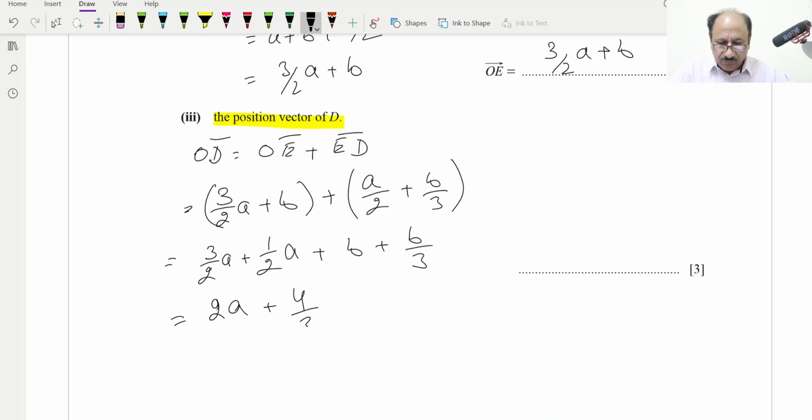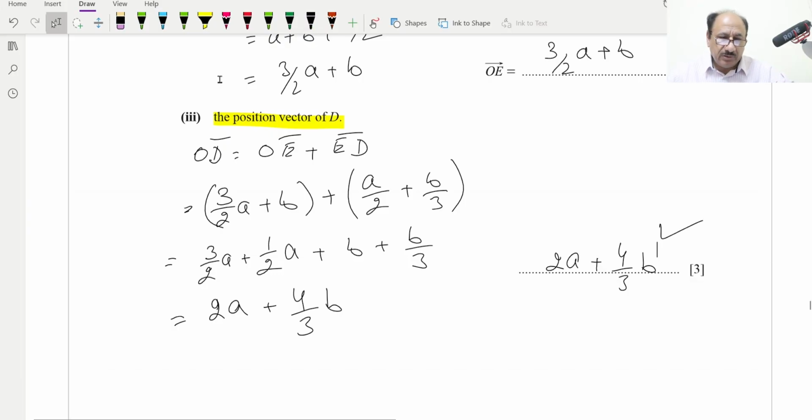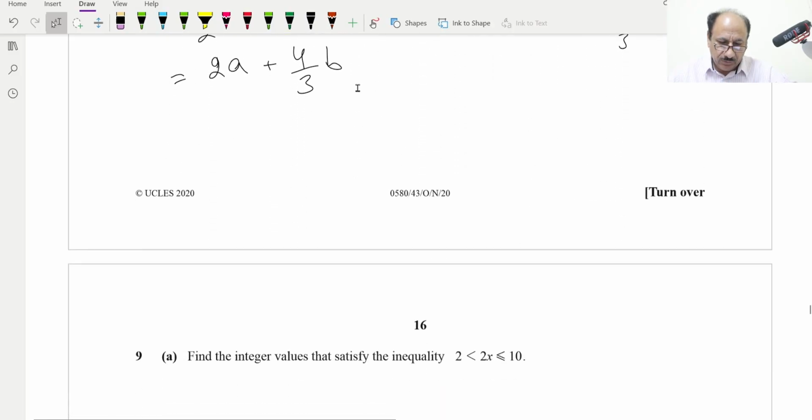So we can write here 4 by 3b. So our answer will be 2a plus 4 by 3b. This will be the final answer. 3-mark question. Hopefully you understood this part also.